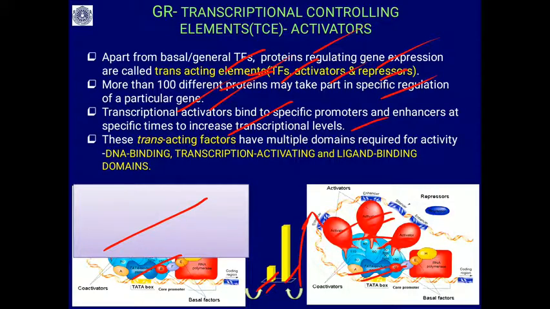They have multiple domains. The domain means the region which makes contact with the DNA or with another protein. So these are called the DNA binding domain. Some factors have a DNA binding domain, some factors have a transcription activating domain, some factors have a ligand binding domain. Remember, there are hundreds of transcription factors. They are called activators. They are required for the transcription of different genes.